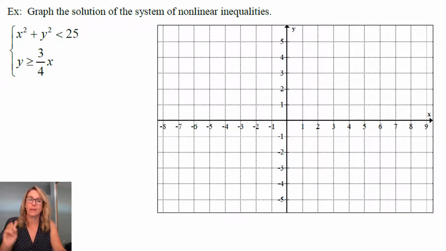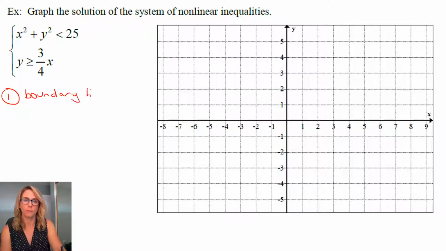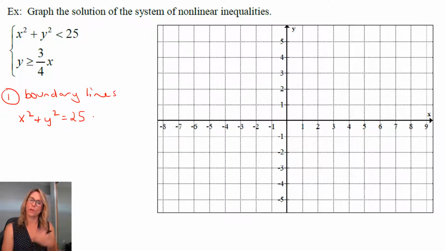So now we have a non-linear example. And so the first thing is still to do the boundary lines that are needed. The first thing we have is x squared plus y squared equaling 25. So I put that equal sign and then I take a look.